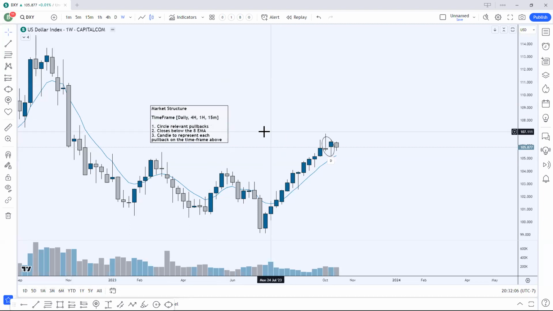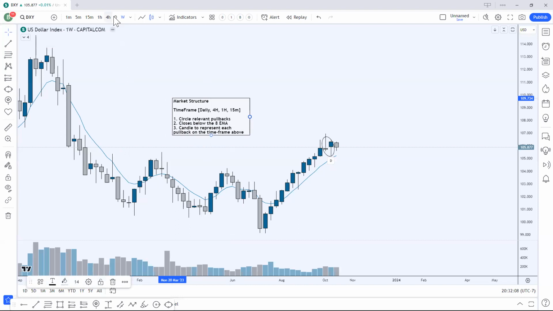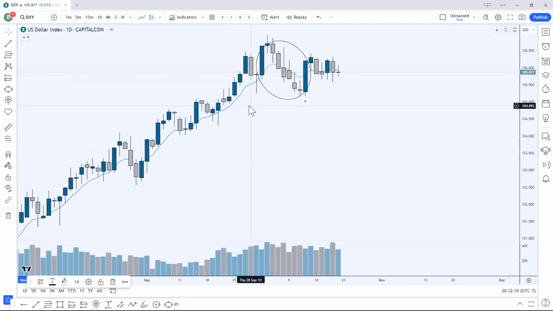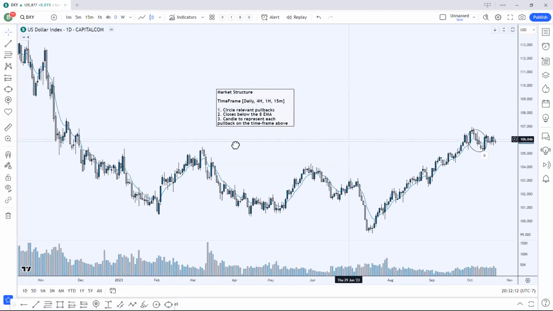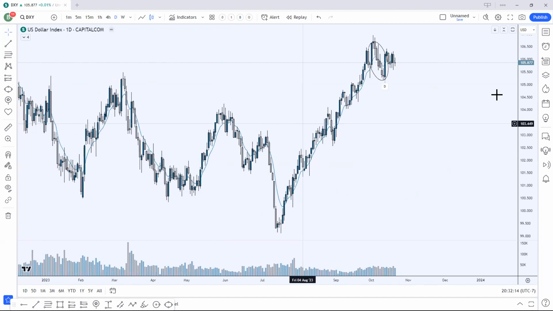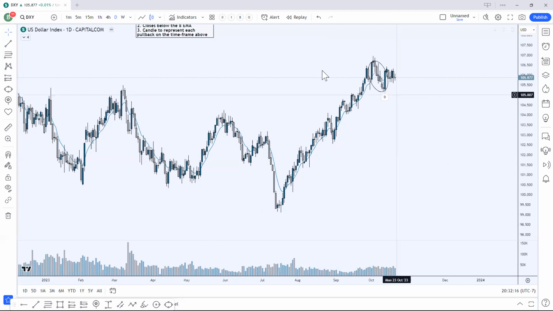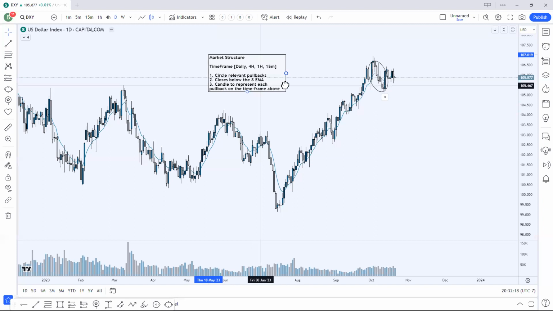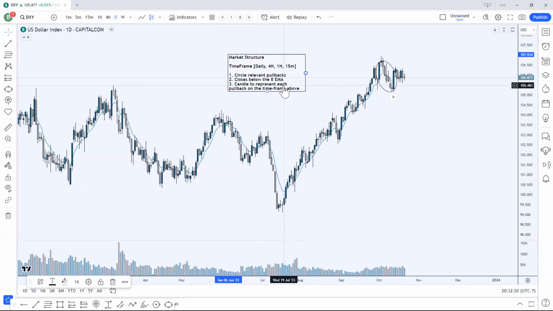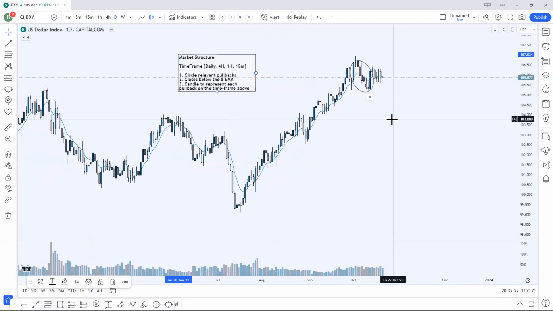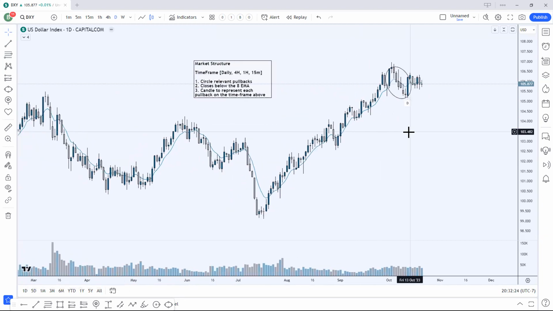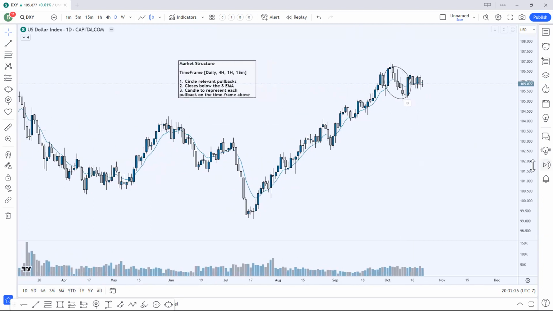Let's see, if we go to the daily here, I can take a screenshot for you guys and send this out, that way you have a record of this. I'm using my trackpad, so I'm a little slow right now.